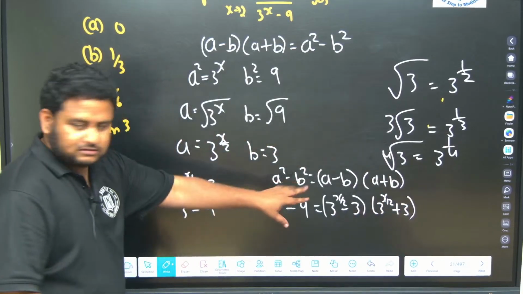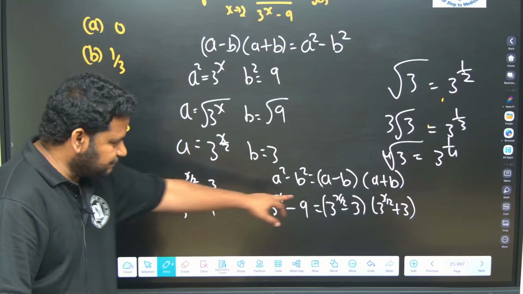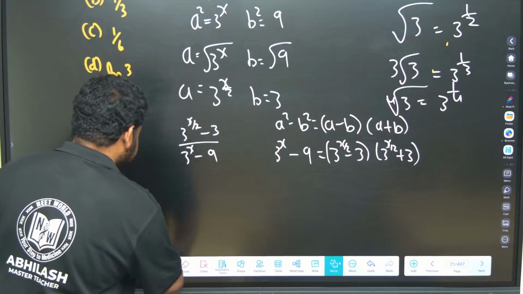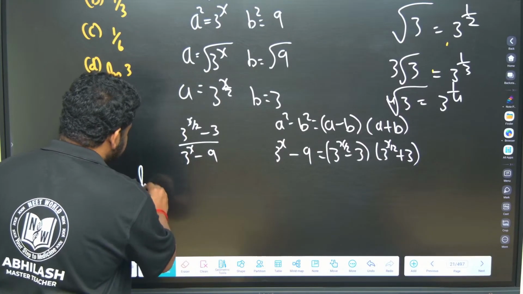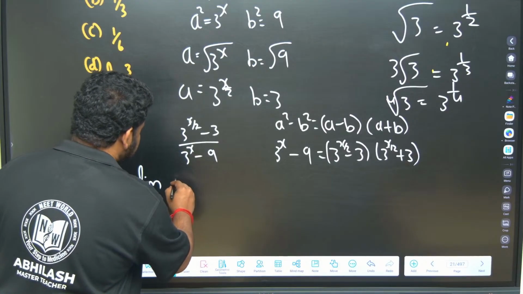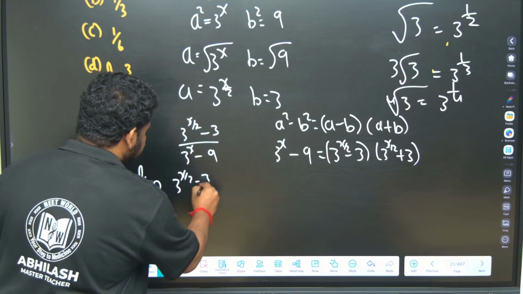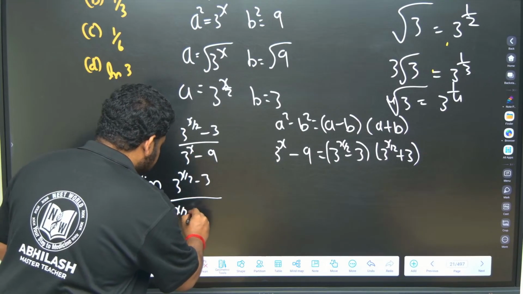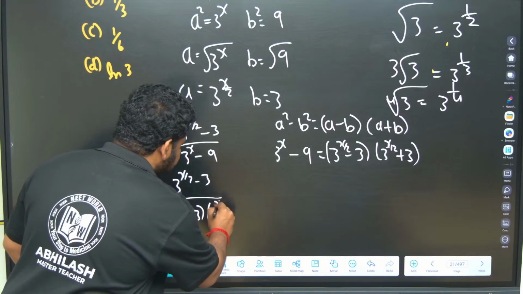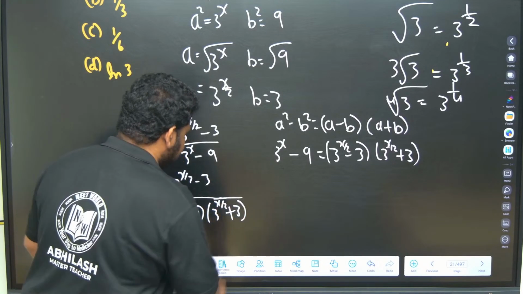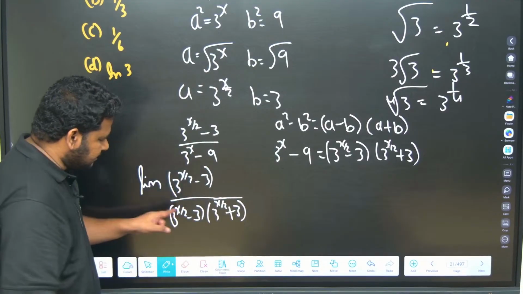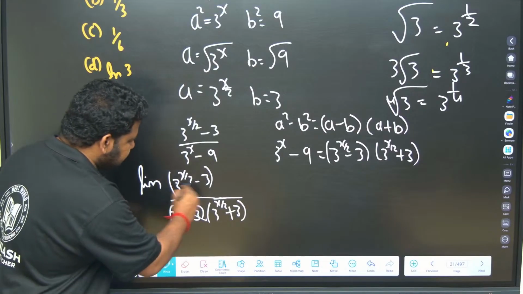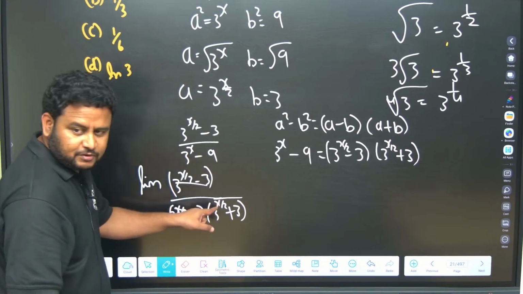Now if I put these values here, instead of 3 to the power of x minus 9, what will I get? Focus here. Now this will become limit x tends to, let us write it, 3 to the power of x by 2 minus 3 over 3 to the power of x by 2 minus 3 into 3 to the power of x by 2 plus 3. Now if I put brackets here, is this one and this one the same or not? It is the same. I can cancel. So if I cancel this, I will be left with 1 over 3 to the power of x by 2 plus 3.